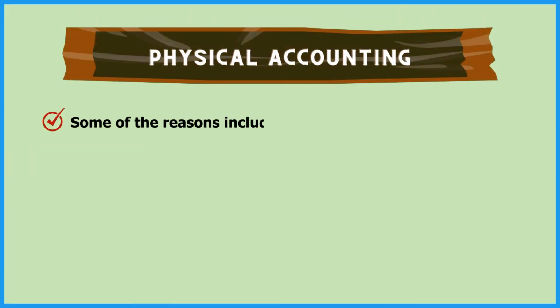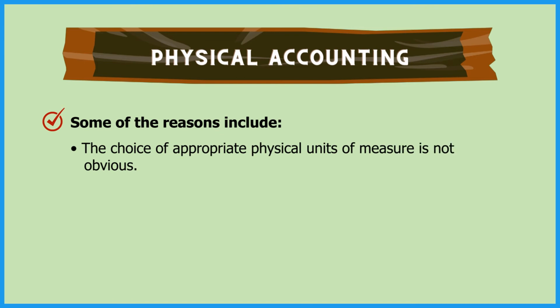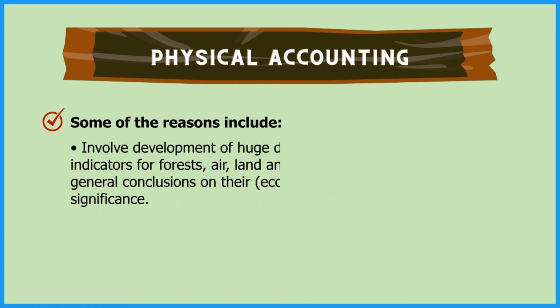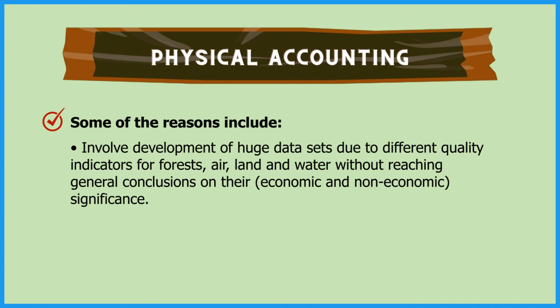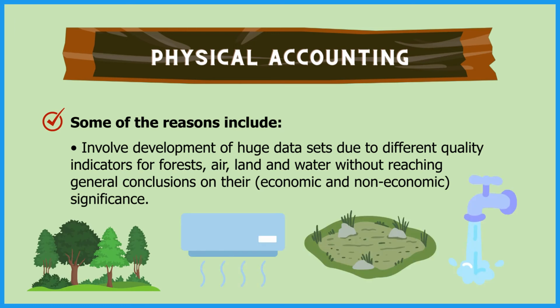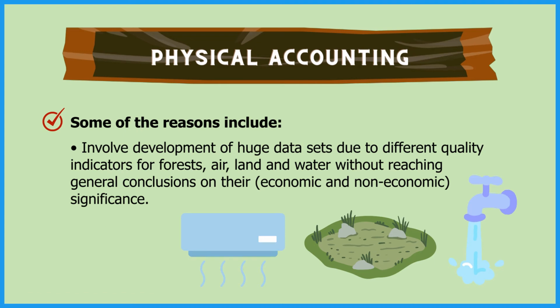However, there have been their own set of difficulties in using physical accounting for policy purposes. Some of them are that the choice of appropriate physical units of measure is not obvious. There is also incomparability of units. There is also difficulty in getting a condensed description, as the units are not very similar. There is also the involved development of huge data sets on different quality indicators for forest, air, land, water, without reaching general conclusions on their economic and non-economic significance.